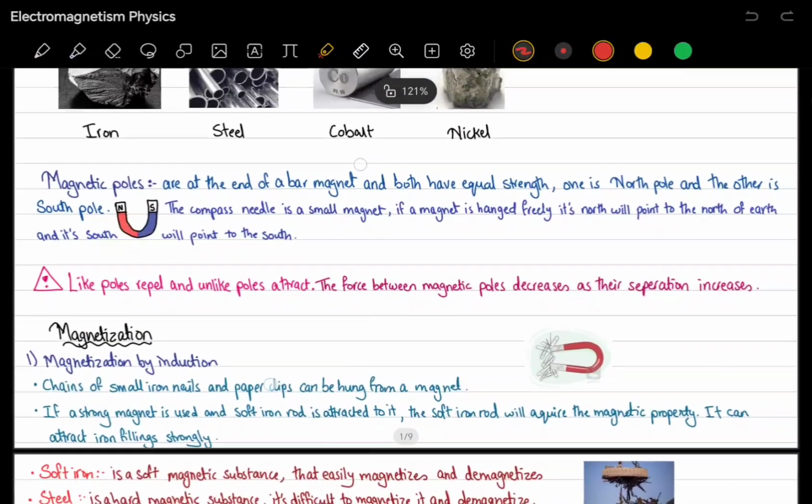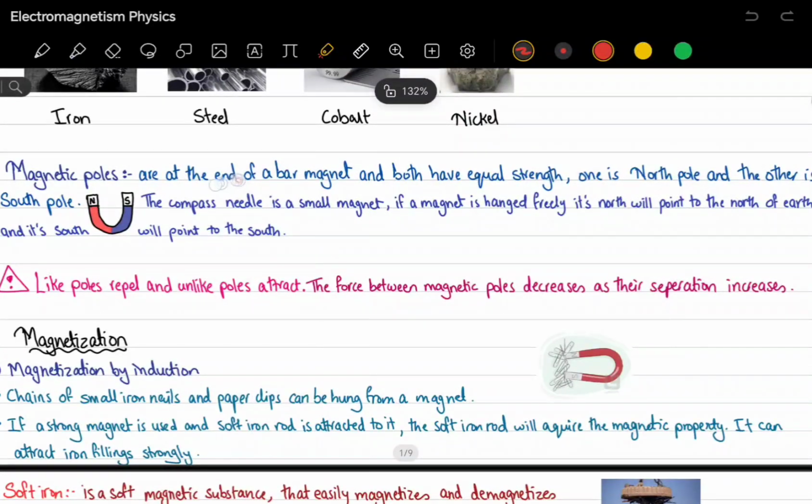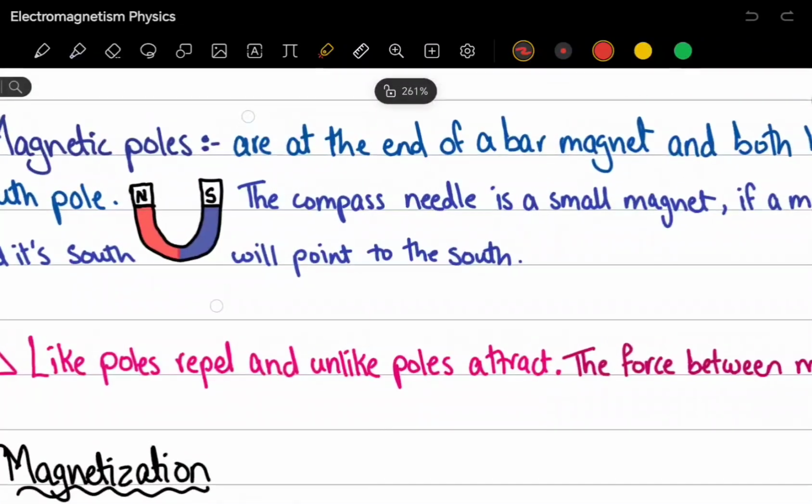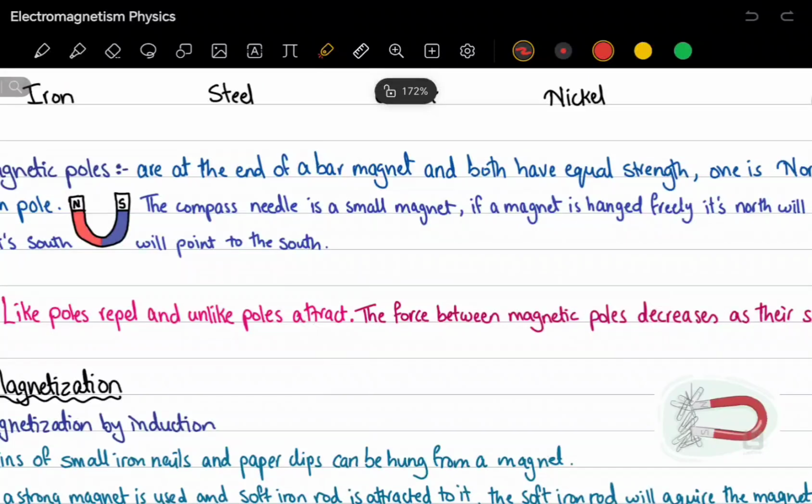Moving on to magnetic poles. Magnetic poles are at the end of the bar magnet, and both have equal strength. One is the North Pole and the other one is the South Pole. This is an illustration of a normal bar magnet where it contains both of the poles, the North Pole and the South Pole. The compass needle is a small magnet.